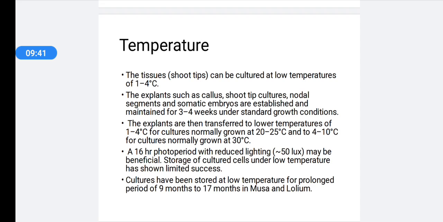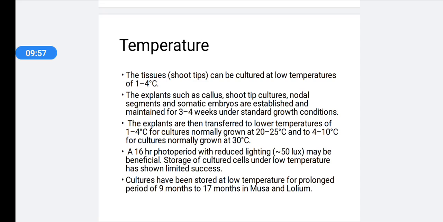For cultures that are grown at 20 to 25 degrees Celsius, you can go for 1 to 4 degrees Celsius. But normally cultures are grown at 30 degrees Celsius. In that case, you can preserve them at 4 to 10 degrees Celsius.